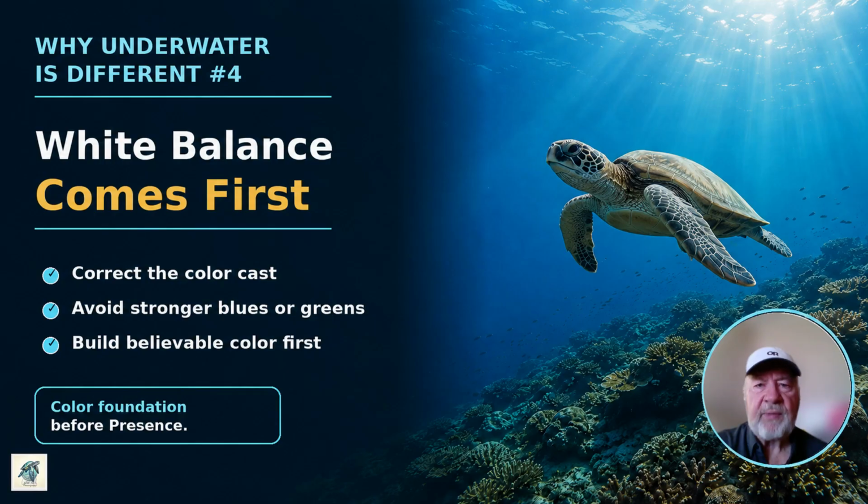White balance comes first because color affects everything that follows. If the image is too blue, too green, or too magenta, presence tools can make that color problem stronger. That is why we correct color cast before adding punch. White balance gives the image a believable color foundation. Once that foundation is in place, texture, clarity, dehaze, and vibrance have something better to work with.